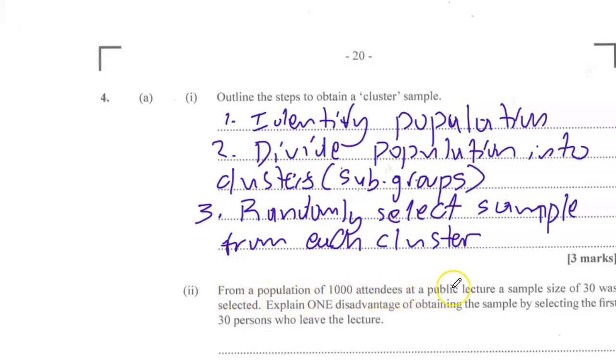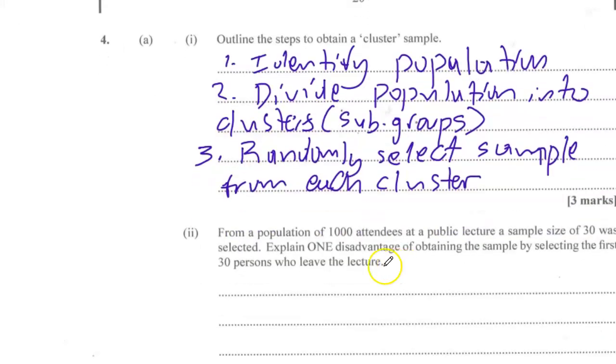From a population of 1,000 attendees at a public lecture, a sample size of 30 was selected. Explain one disadvantage of obtaining the sample by selecting the 30 persons who leave the lecture. And of course, one disadvantage is you run the risk of having what we call a sampling error. In other words, you might end up with a sample that is not representing the population.